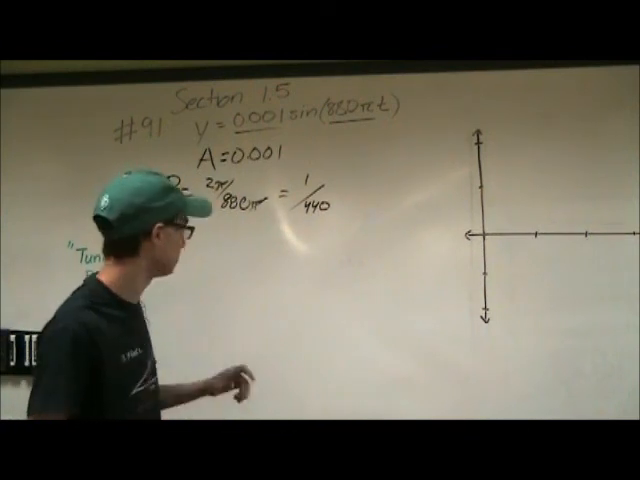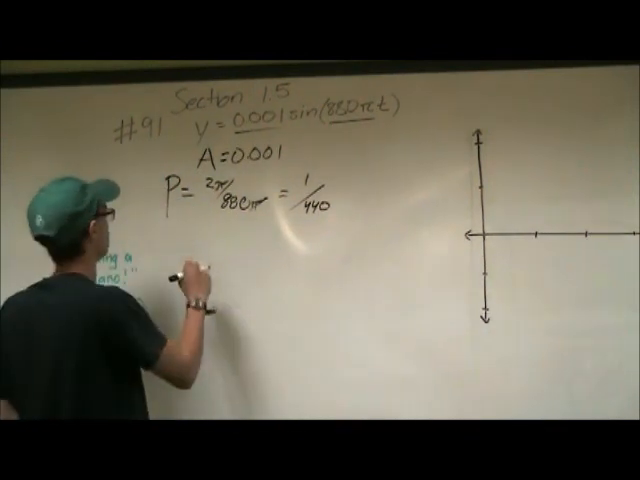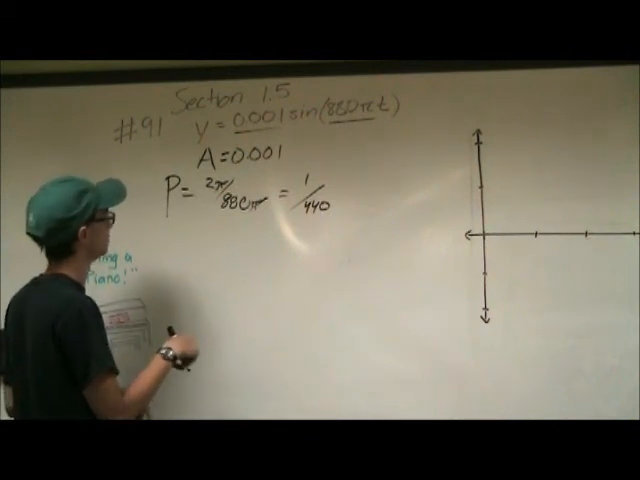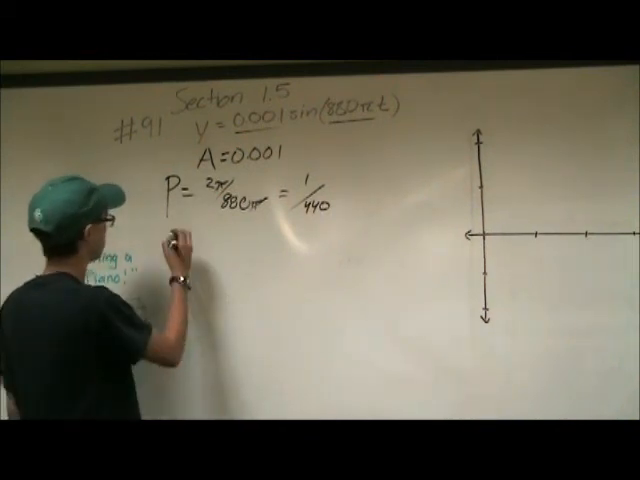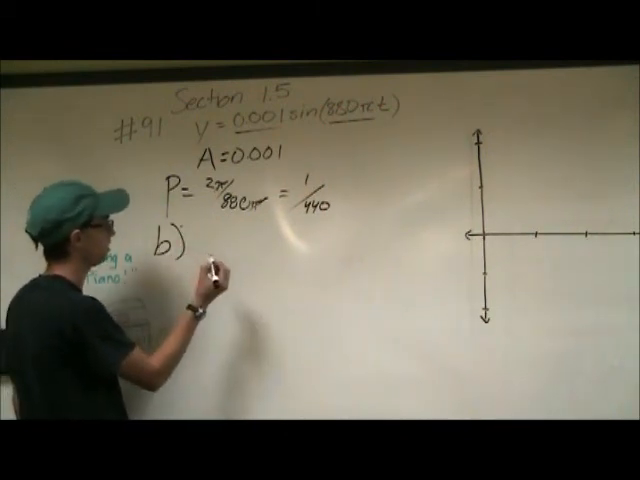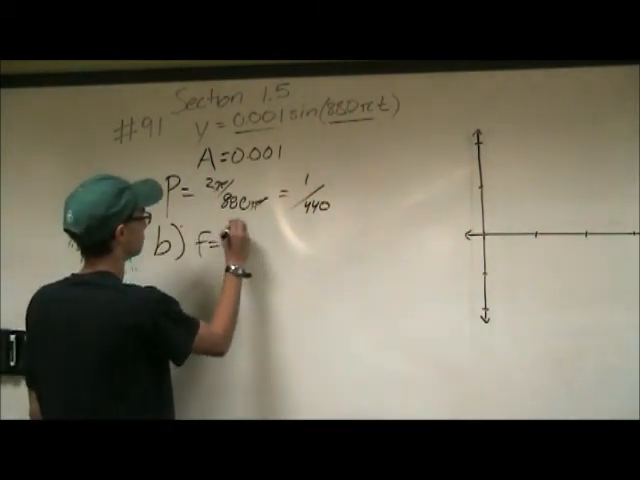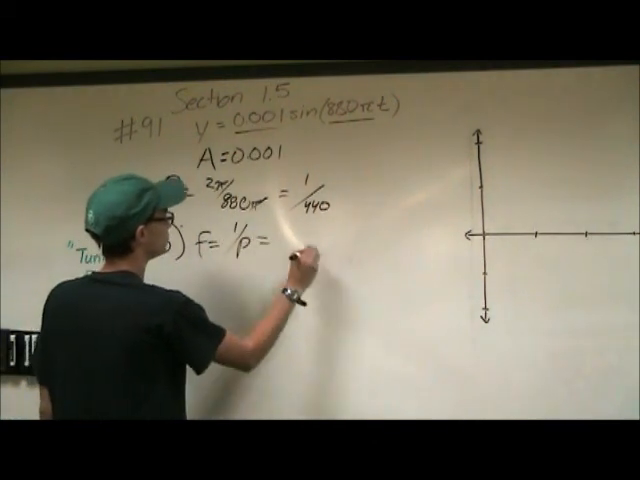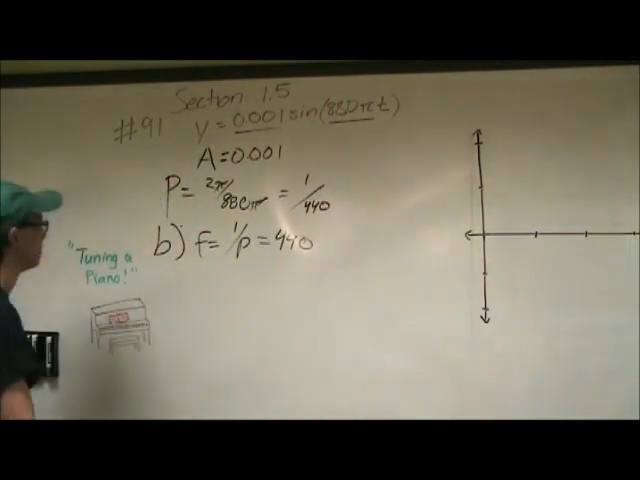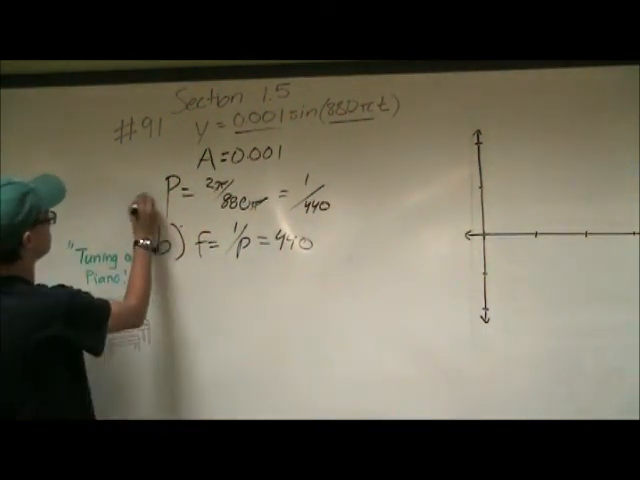So the frequency is just the inverse of the period. So frequency of anything is really pretty easy. This is for part B. So frequency is just equal to 1 over P, which just equals 440 in this case. And A was this.